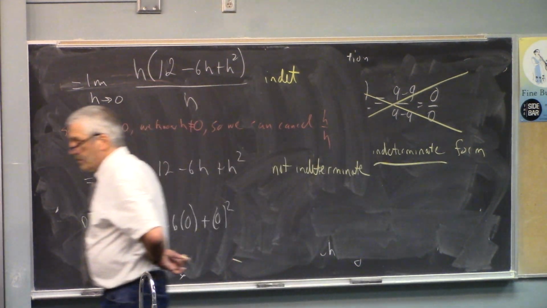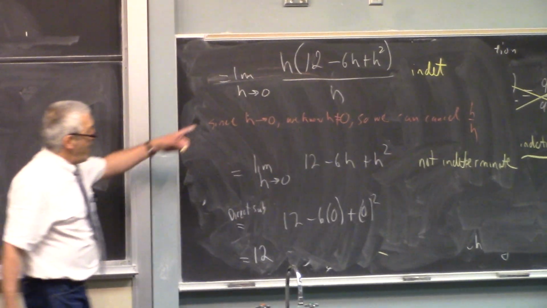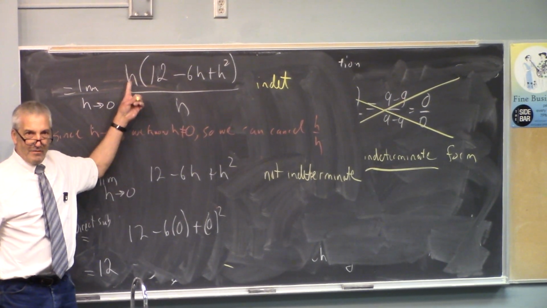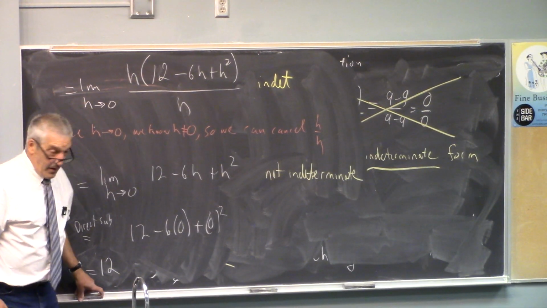So here, you could just cancel a bunch of h's and get the same result. But I like to go the extra mile, factor out the h so that I can see really clearly it's that stack of factors that's causing the indeterminacy, so that I can cancel h over h.